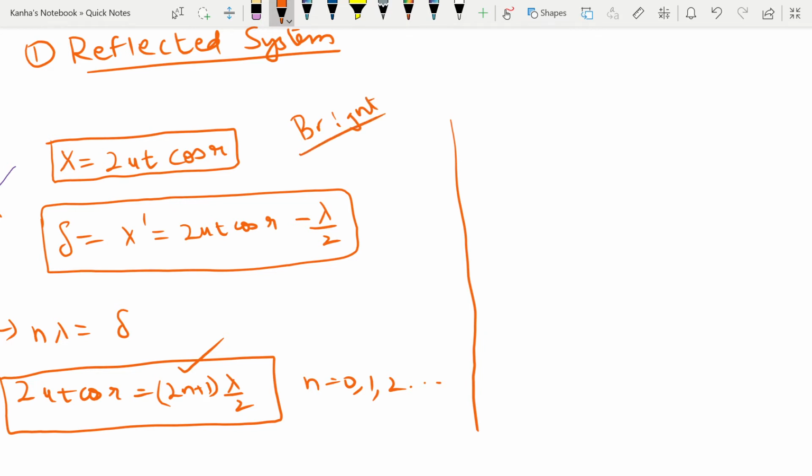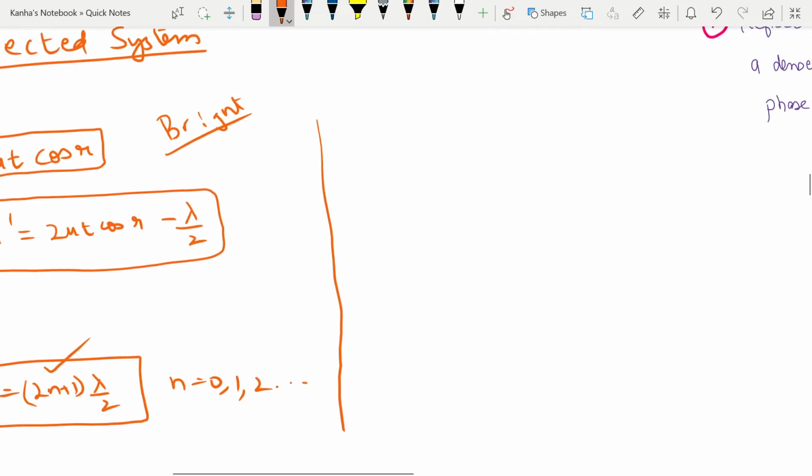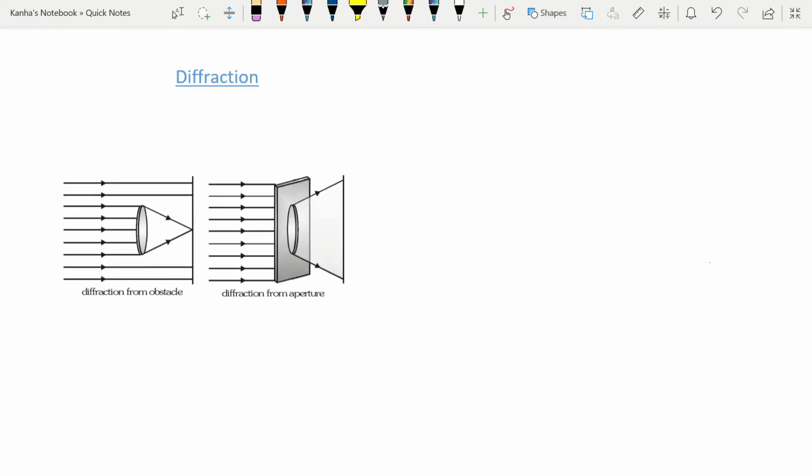What is the case for dark fringes? Now the path difference must be an odd multiple of lambda by 2. So my net path difference that I wrote there is the same thing, 2 mu t cos r minus lambda by 2. This is equal to the odd multiples of lambda by 2. So this just implies that for destructive interference or for dark fringes, I'll get 2 mu t cos r equal to n lambda.